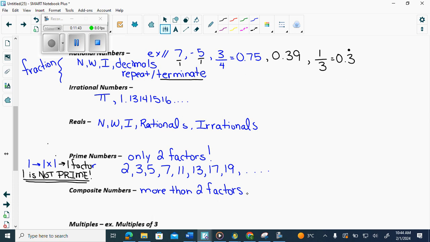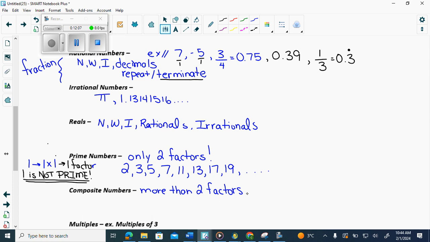So when people tell me prime and composite are opposites, they're not, because 1 doesn't fit into either of them. If something's an actual true opposite, everything in one is not in the other, and everything in the other is not in the one, right? So prime and composites are not opposite because the number 1 doesn't fit into either of them.